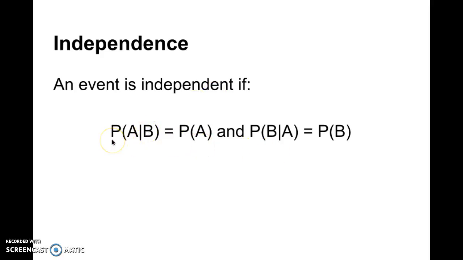What this one says is if the probability of A occurring, given that B has occurred, equals the probability of A occurring, and if the probability of B occurring after A has occurred equals the probability of B occurring on its own, then the events are independent. So we're going to go to MathXL and look at a few examples of how this can be used.